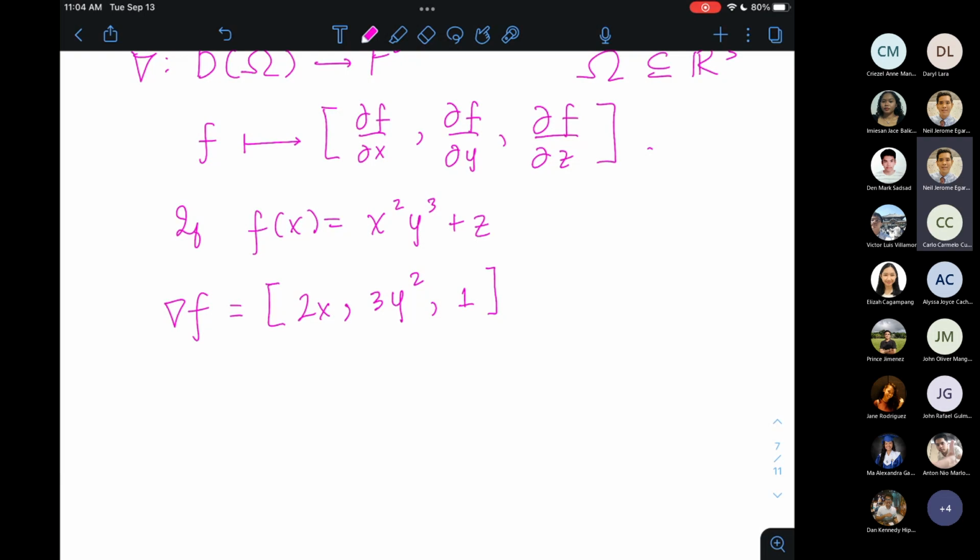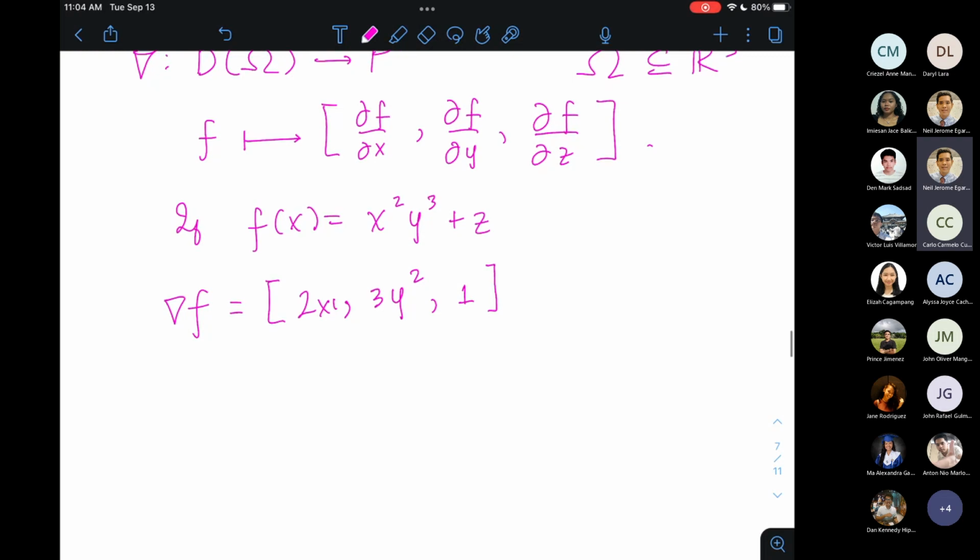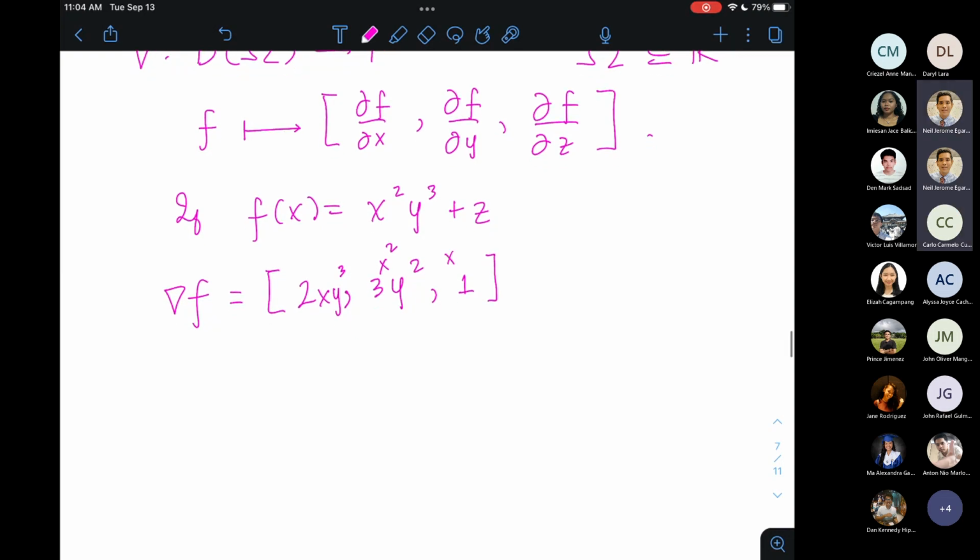Hello. 2x y cube plus c, comma, x squared 3y squared plus z, comma, x squared y cube plus 1. I think kailangan ding i-edit tong sagot na to.